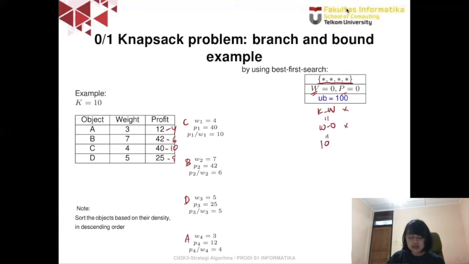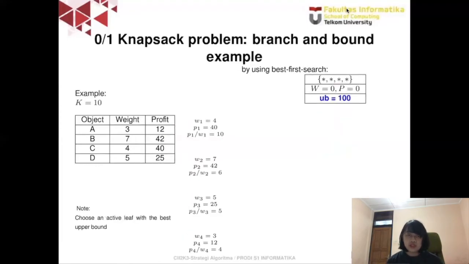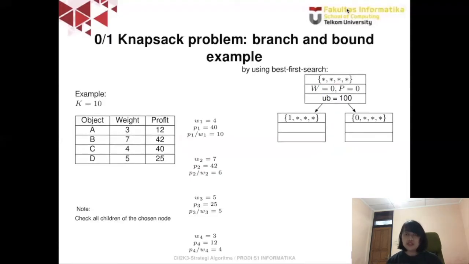We multiply it with the density of the next item. So the next item will be C here, which has the largest density. So we multiply it with 10, which is equal to 100. So we have 100, which is the only leaf we have so far. So we check the children of the node. And the children will be either we choose the first item or not.